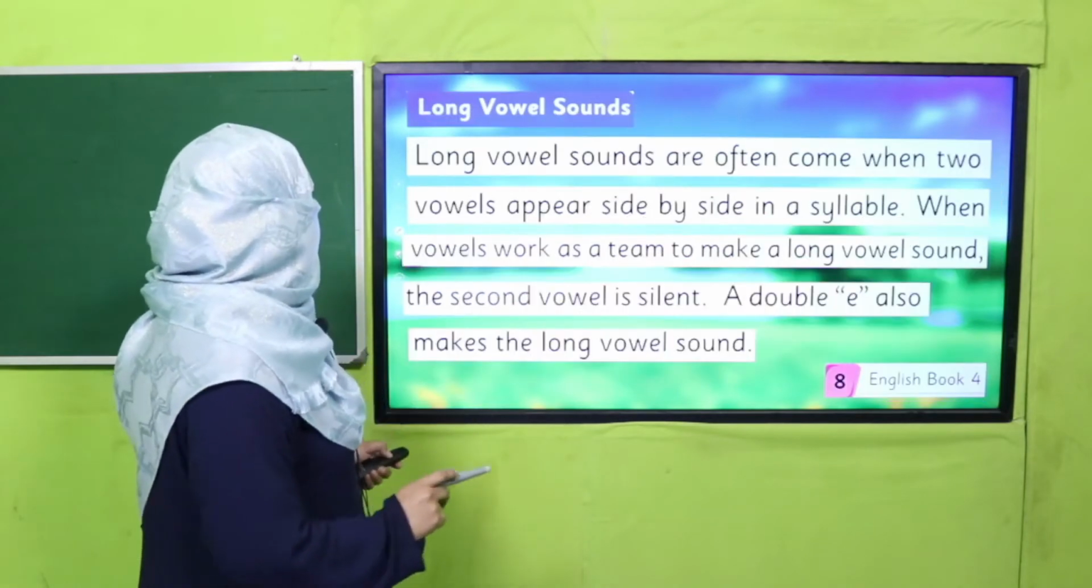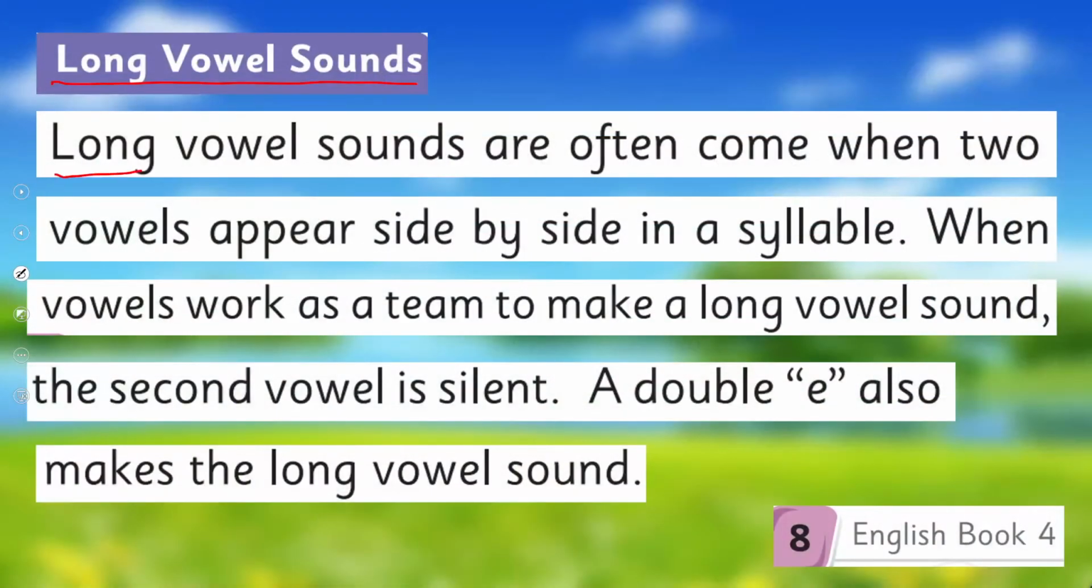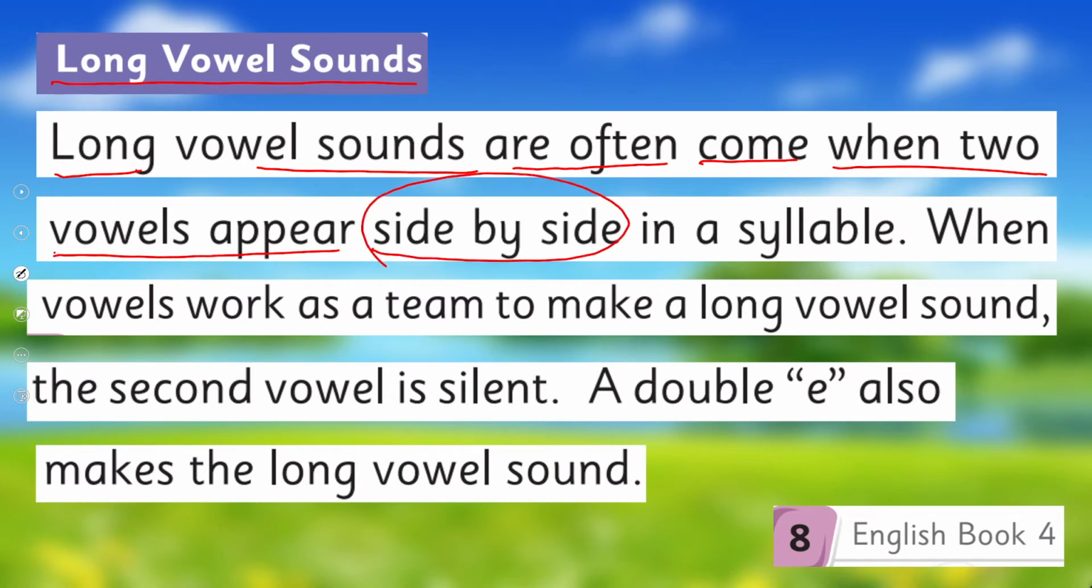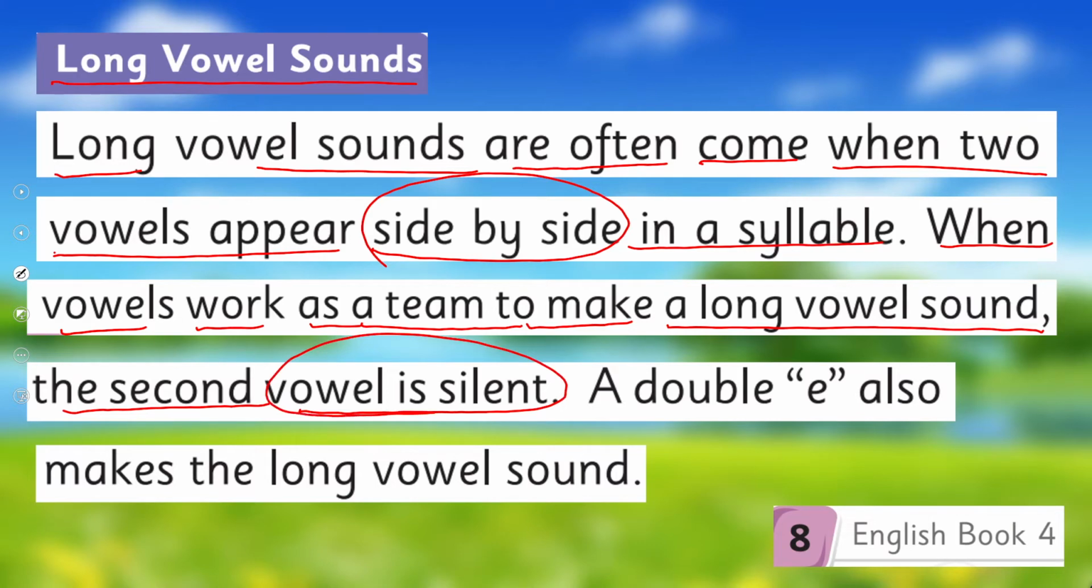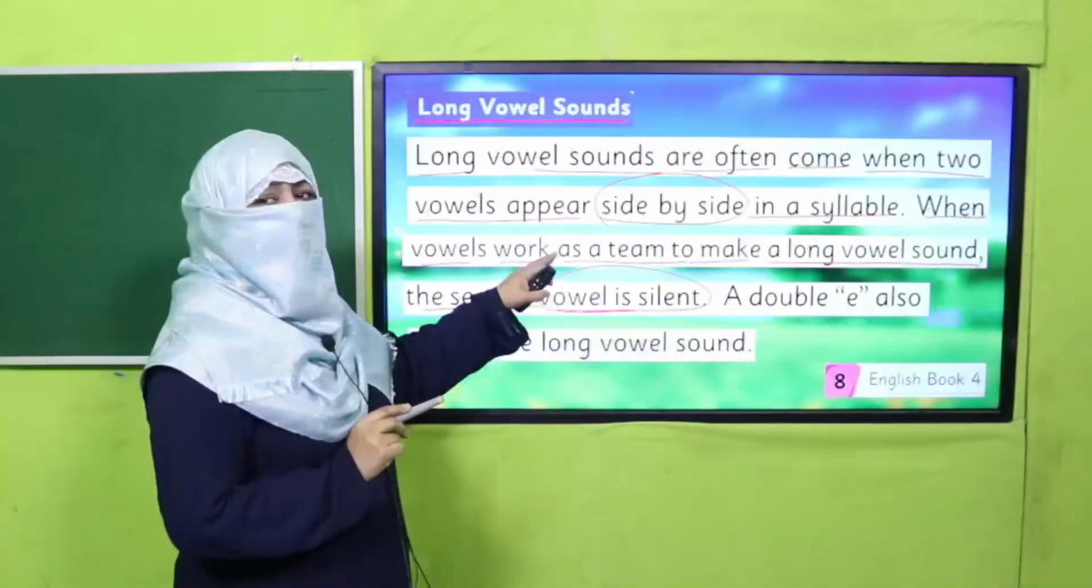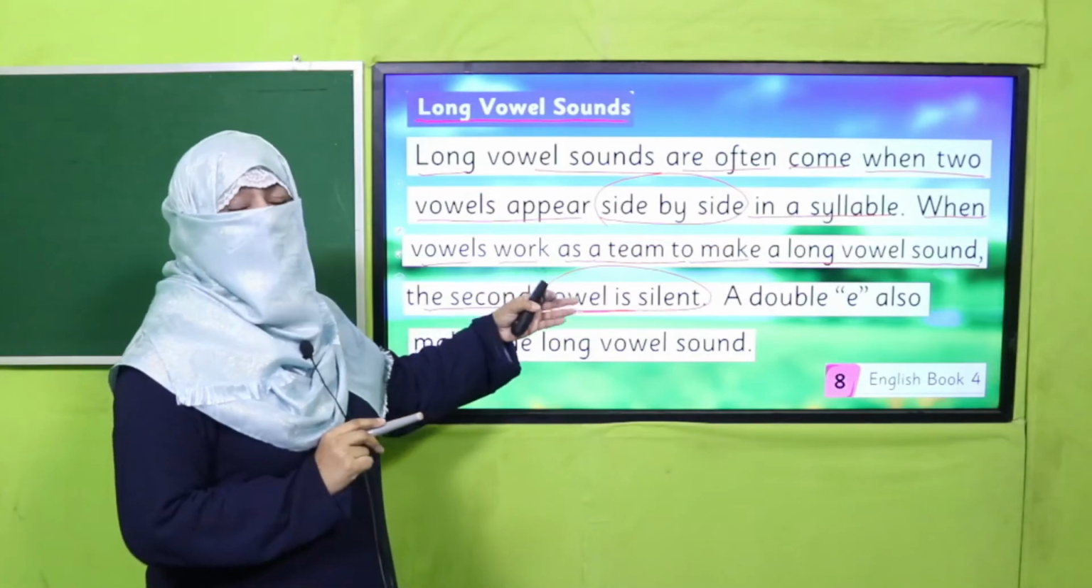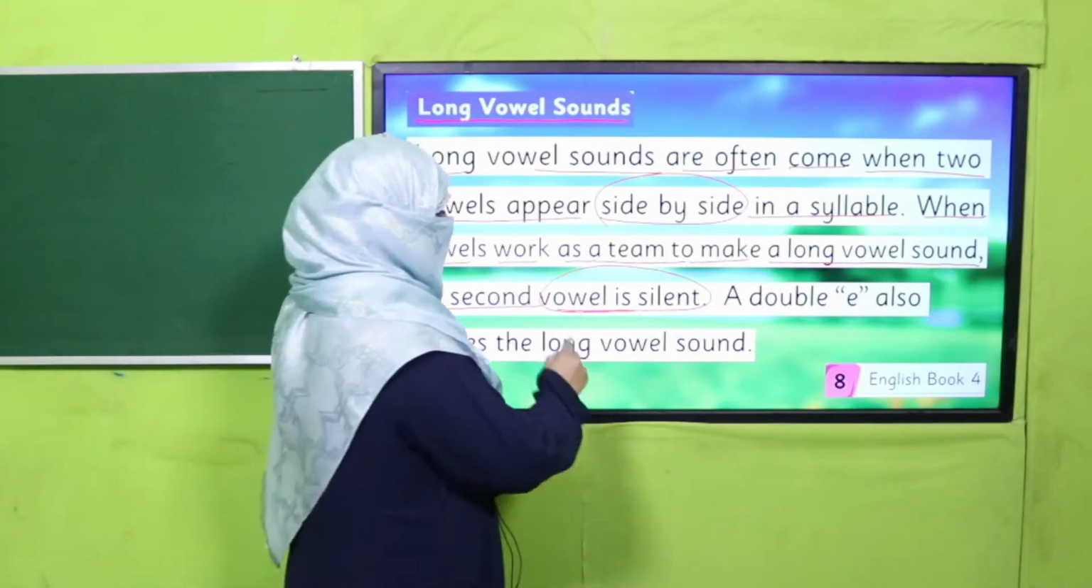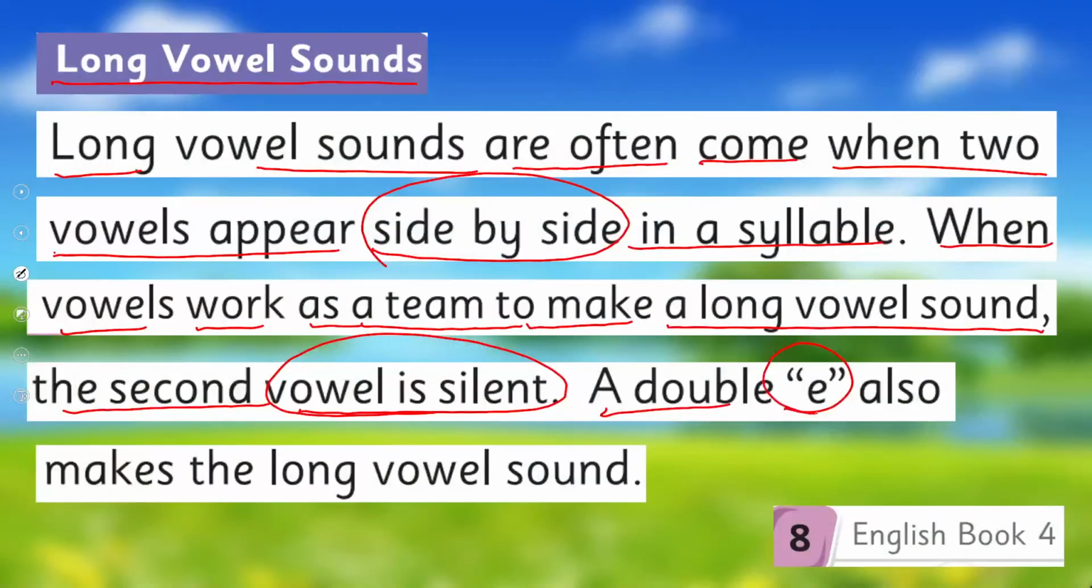So the long vowel sounds often come when 2 vowels appear side by side in a syllable, as I told you. When vowels work as a team to make a long vowel sound, the second vowel is silent. As I told you, the second is silent and the first will give its long sound, and what that sound is, is the name of the vowel. So this is what is written over here. And a double E also makes the long vowel sound.